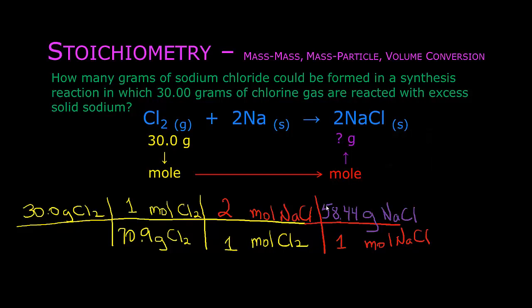And if I multiply 30 times 1 divided by 70.9 times 2 divided by 1 times 58.44 divided by 1, I get 49.5 grams of NaCl. And I'm left with grams of NaCl because my moles of NaCl cancel, moles of Cl2 cancel, and my grams of Cl2 cancel. Left with grams of NaCl.